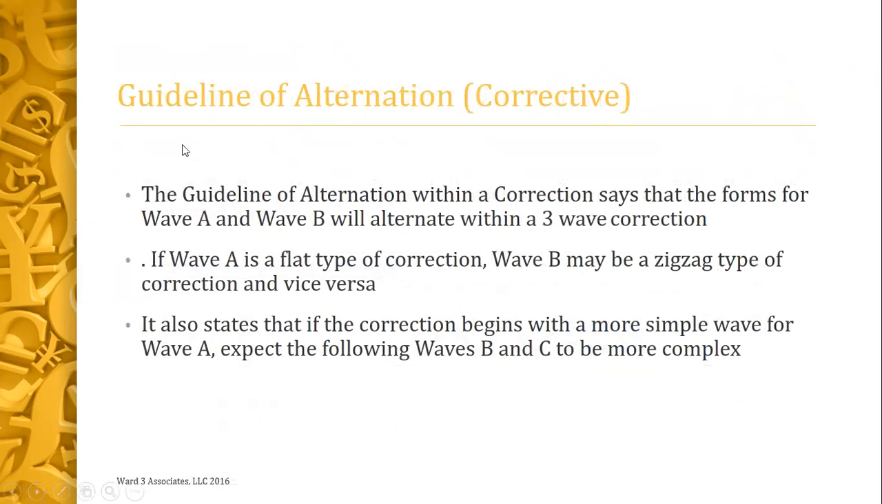All right. Now this is the guideline of alternation between a corrective wave. The guideline of alternation within a correction says that the forms of wave A and wave B will alternate within the three-wave correction. So if wave A, again, is a flat type correction, then wave B might be the zigzag type of correction, and vice versa. It also states that if the correction begins with the more simple wave for wave A, expect the following waves B and C to be more complex.